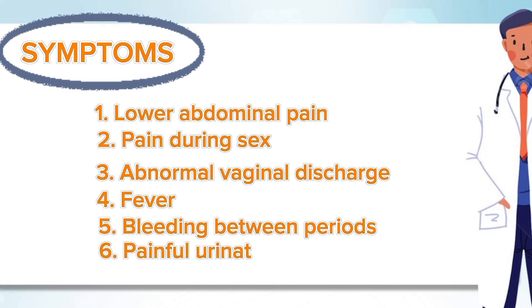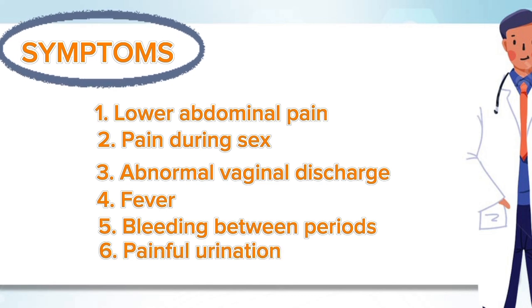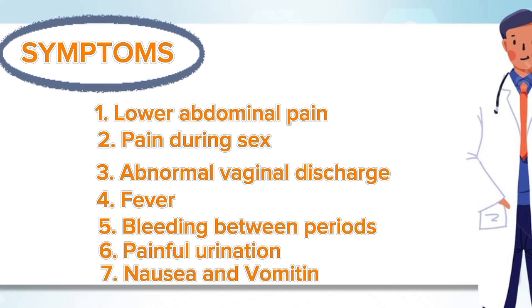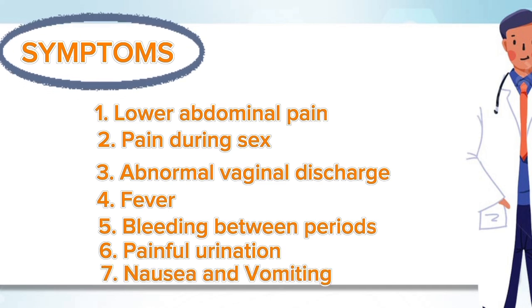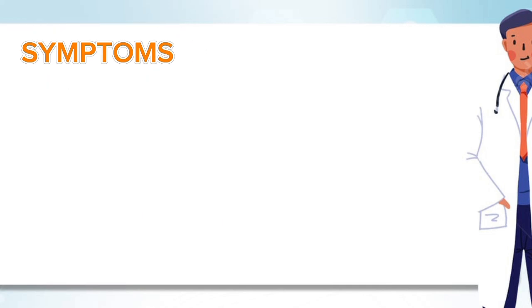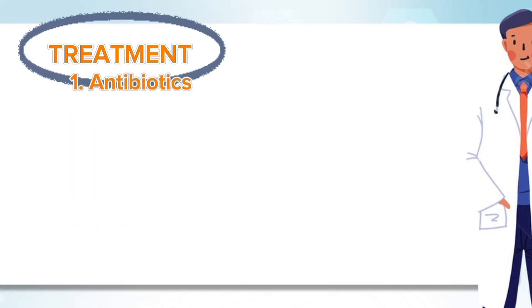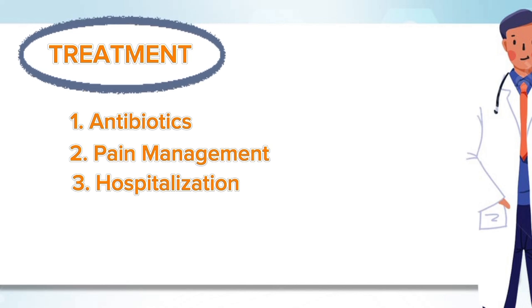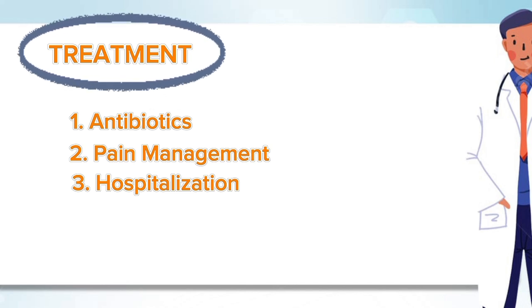Painful urination. This may indicate an infection of the bladder or urethra. Nausea and vomiting. These symptoms can occur if the infection is severe. For treatment, we have antibiotics, pain management, and hospitalization. Antibiotics are the primary treatment for PID.